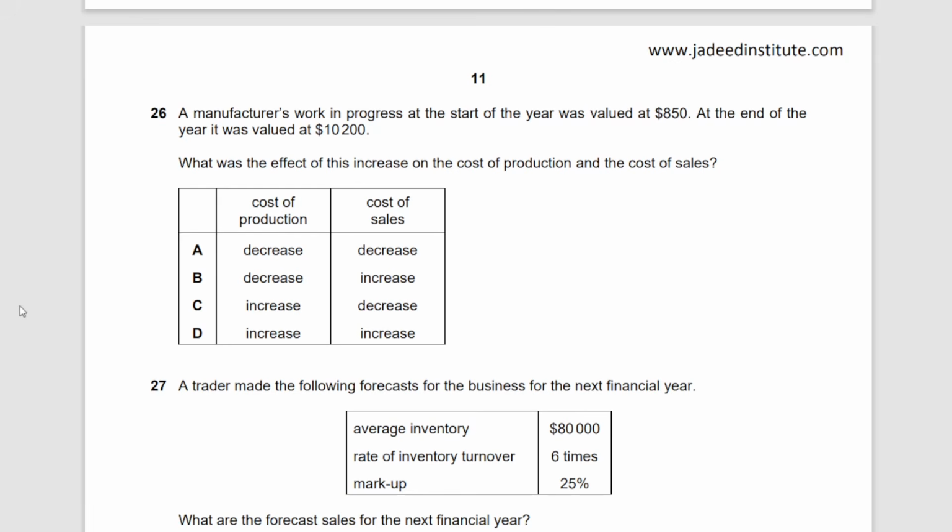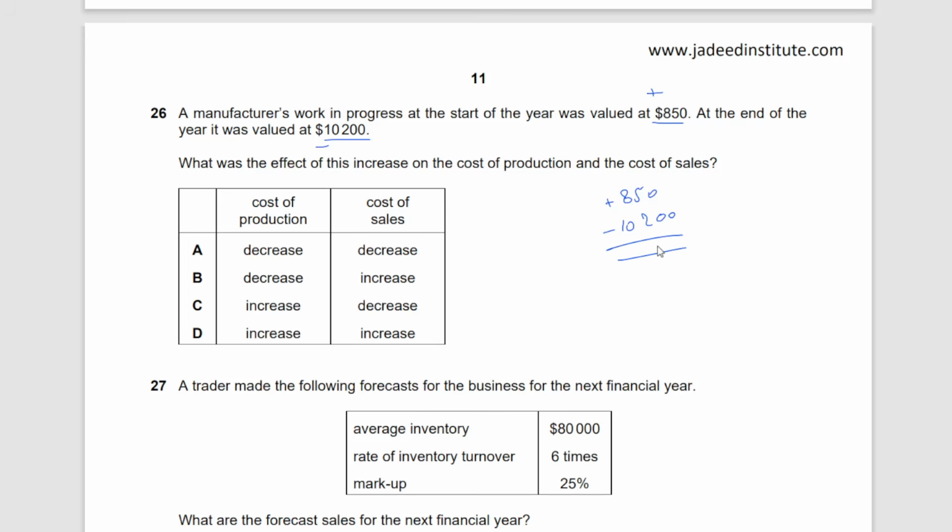A manufacturer's work in progress at the start of the year was valued 850. At the end of the year, it was valued 10,200. What was the effect of this increase on the cost of production and cost of sales? So once we're done with the whole manufacturing account, then we make an adjustment for this, right? We add opening work in progress, we subtract closing work in progress. So in the beginning, it was 850. In the end, it is 10,200. Right? Basically, overall, once we're done with our manufacturing account, we'll be adding this, we'll be subtracting this. We'll add 850, we'll subtract 10,200.